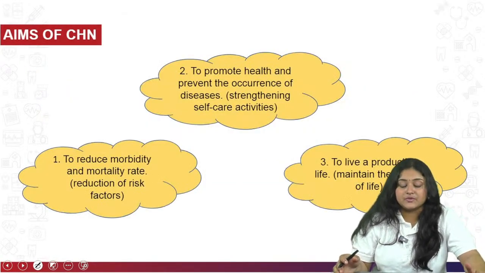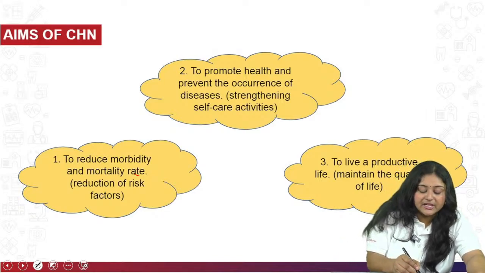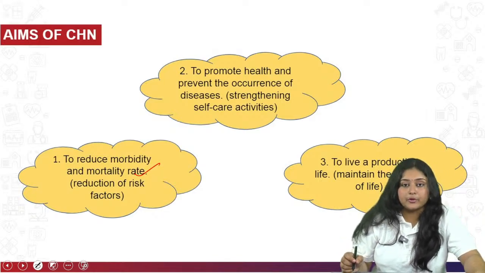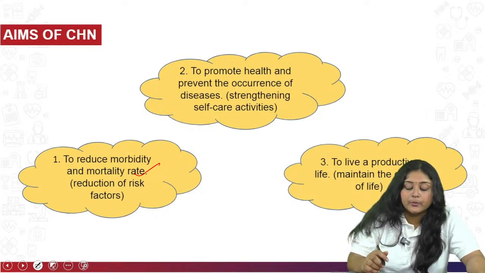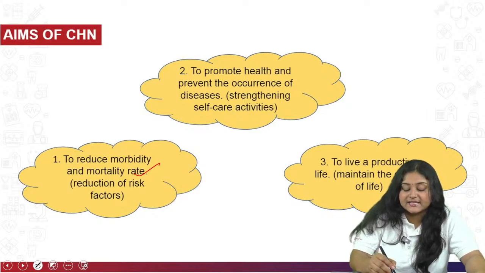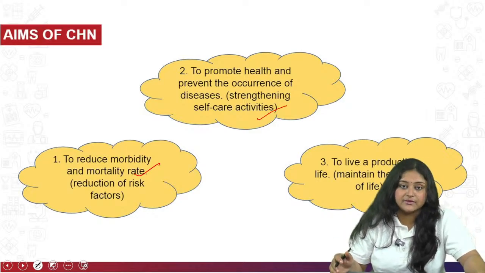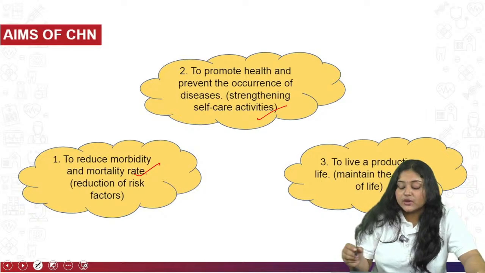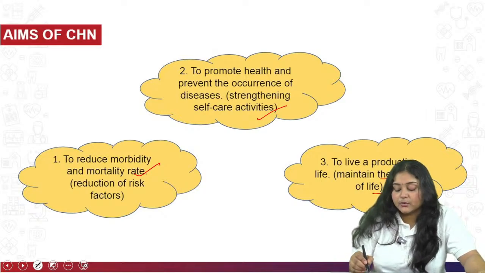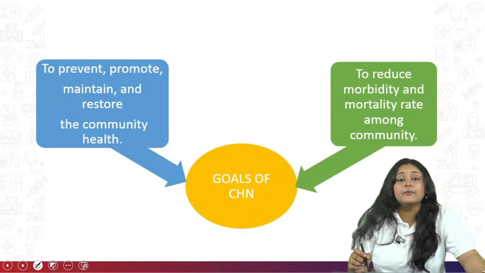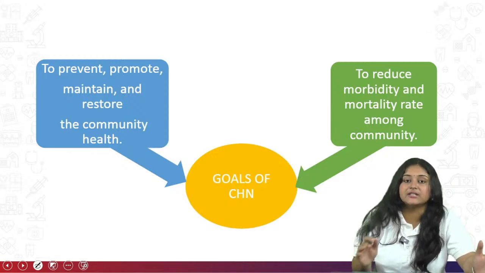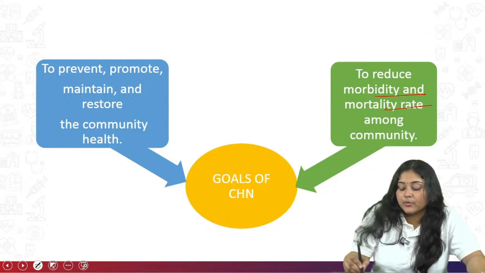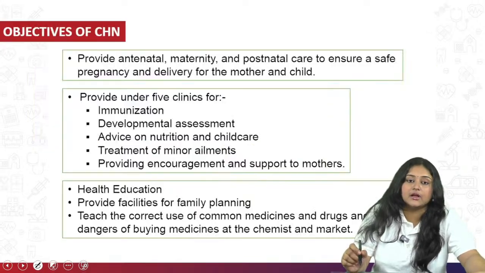Now come to the aims. What are the aims? First, reduce the morbidity rate and mortality rate by promotion of health and prevention of disease. Next, to promote health and prevent the occurrence of disease, like strengthening self-care activities, which we have to increase. Then to live a productive life, like maintaining the quality of life. Now come to the goals. What are the goals of community health nursing? To prevent, promote, maintain and restore community health, especially public health, as well as to reduce the morbidity and mortality rate among the community people.